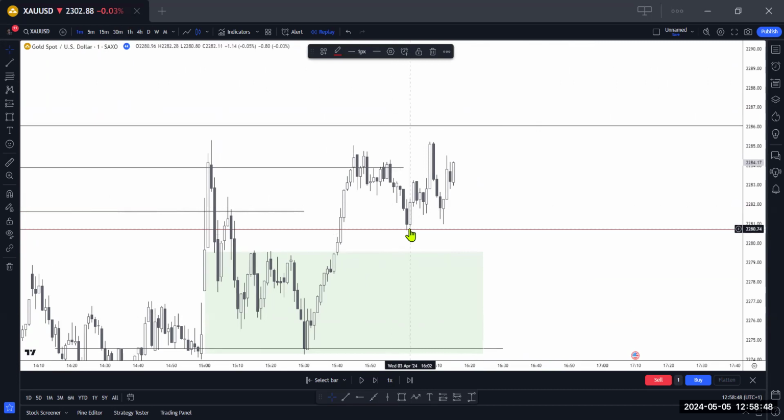Price taps. Remember, these are H4 levels from forever, right? This is an H4 level from forever. So what happens here? Price takes the high and then takes the low, even though we didn't get to where we were expecting price to get to.